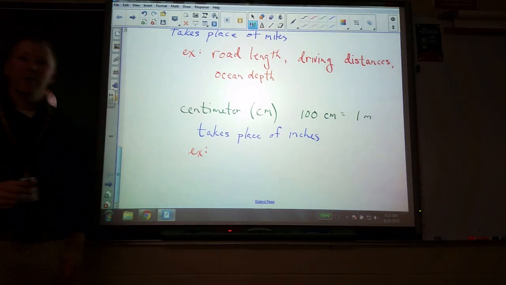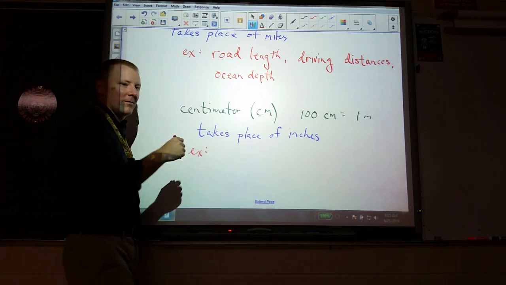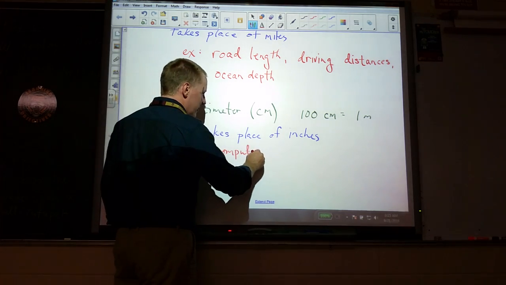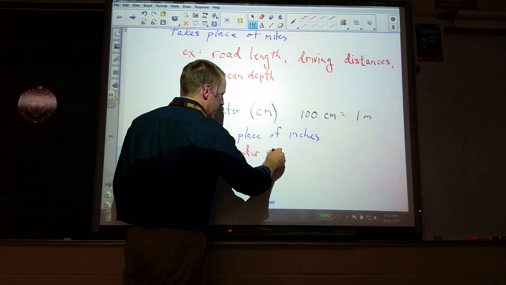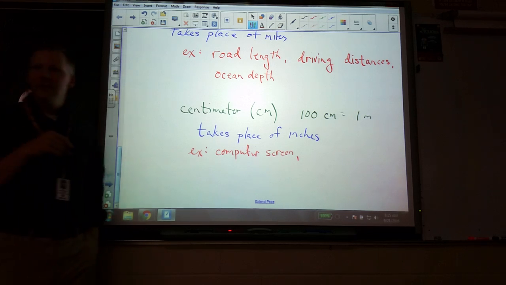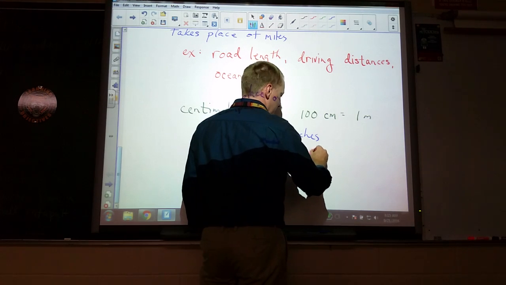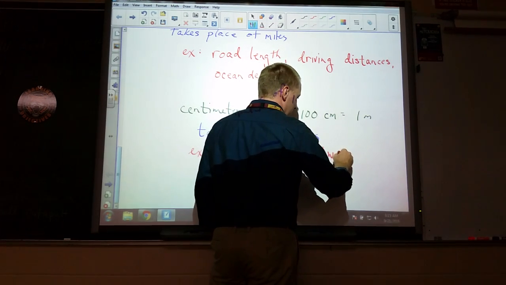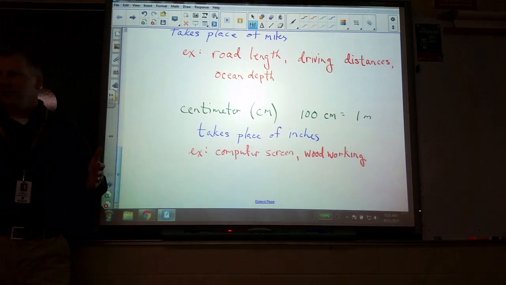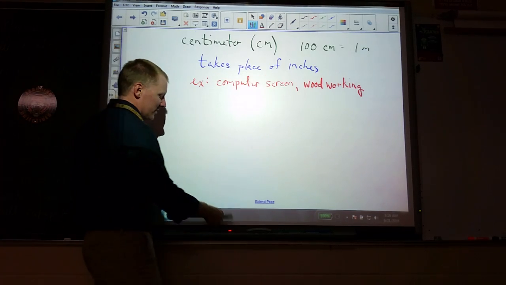So some examples. What would we measure in inches normally? David? Sure. Computer screen, TV screen, stuff like that. Wood, like for woodworking. You bet. Woodworking. Yeah. Anytime you're building relatively smallish stuff. We know inches. We'll just put a couple of examples.